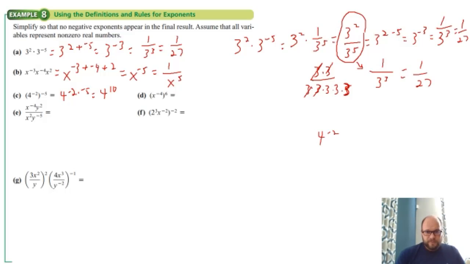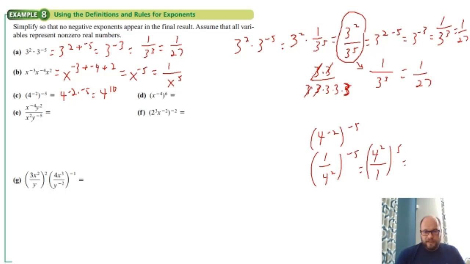So 4 to the -2, to the -5. What if we had decided on doing some flipping? We have negatives, so this would become 1 over 4 to the +2. We then have a -5 still out there. This would cause us to flip the whole thing. So we'd have 4 to the 2nd over 1, again, now with a +5.